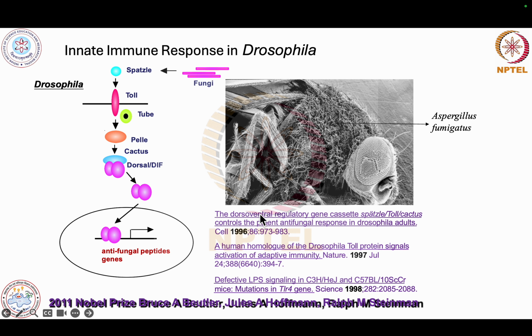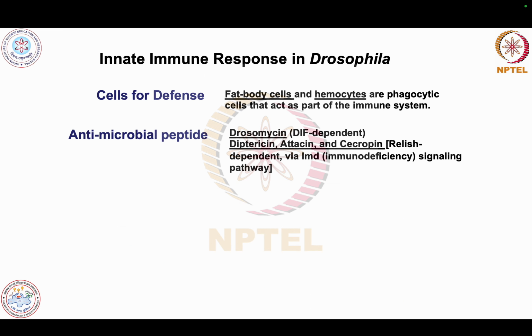So there are different papers which suggest that the dorsoventral regulatory gene cassette, Spatzle, Toll or Cactus, controls a potent antifungal response in Drosophila adults. A human homologue of the Drosophila Toll protein signals activation of adaptive immunity, and there is defective LPS signaling in some mice. You can see that if you mutate the TLR4 gene, which is a toll-like receptor gene, you will see defective LPS signaling. So it depicts that all these are important for the innate immune system.